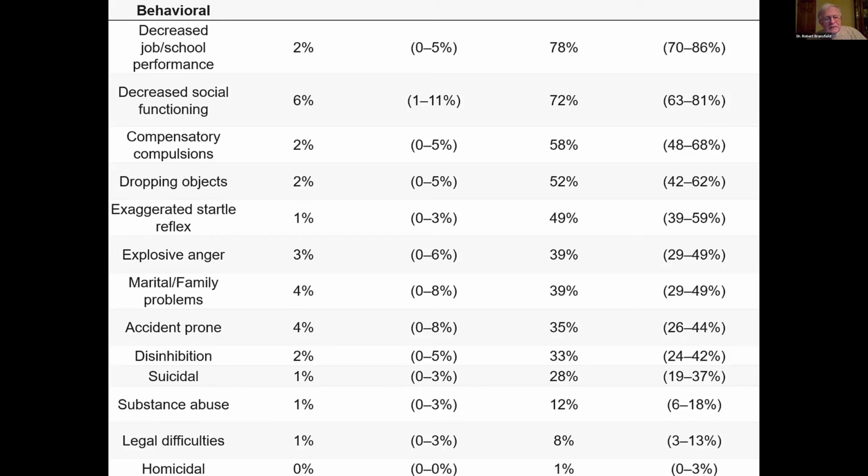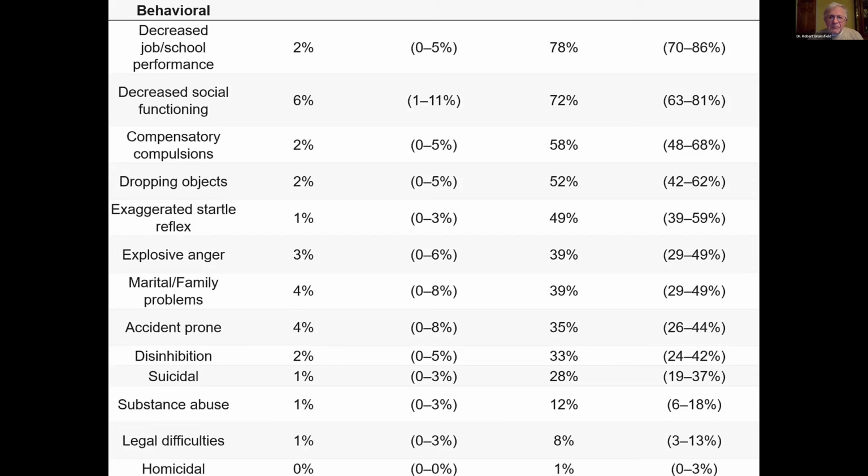Now also in here is explosive anger that can occur, like marital problems, suicidal, 28%, and substance abuse, 12%. And I'll talk more about that. Homicidal, it's only 1%, but when you think of how many people are infected with Lyme, and really this study is people that presented to a psychiatrist. So these were maybe selected groups of people that were recognized to have psychiatric symptoms.